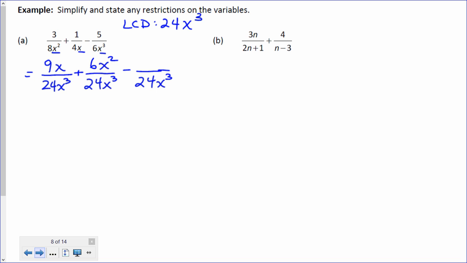To get from 6 to 24, multiply by 4. Oh, but there's already a 5 there, so what do we need? 20. And then x cubed to get to x cubed, you don't need anything more. So that's your answer, but you guys get that it's equivalent.